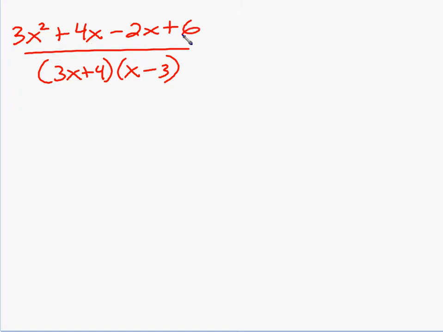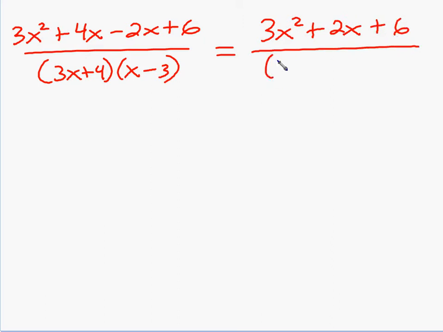All right. And we're close to being home now. Combine my like terms on top, and I have 3x squared plus 2x plus 6 all over 3x plus 4 times x minus 3.